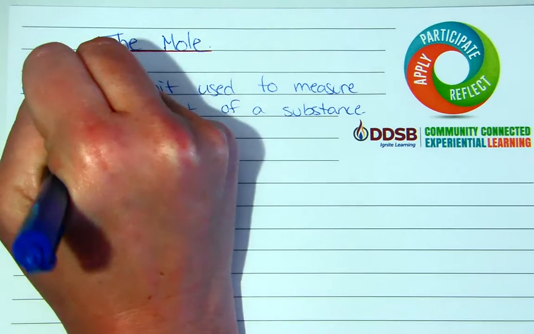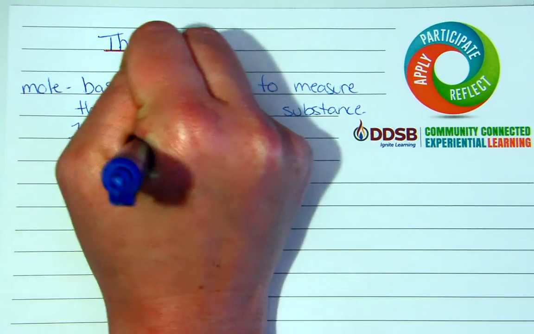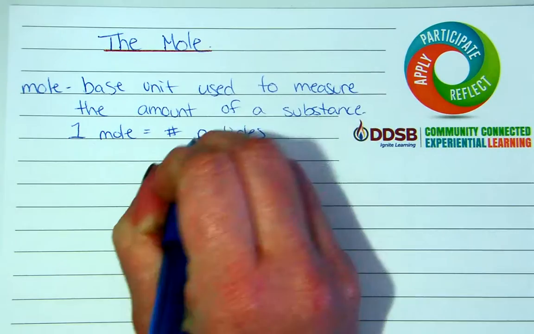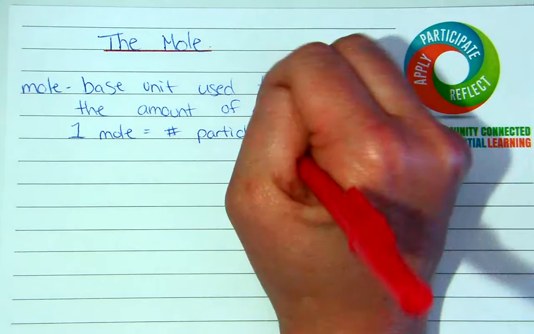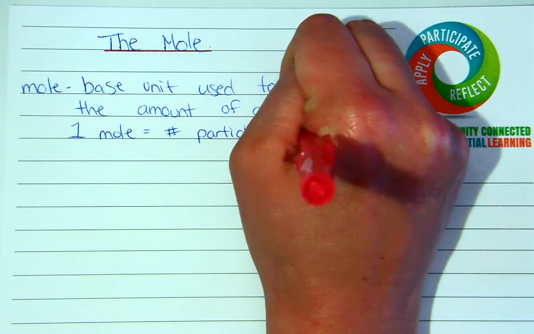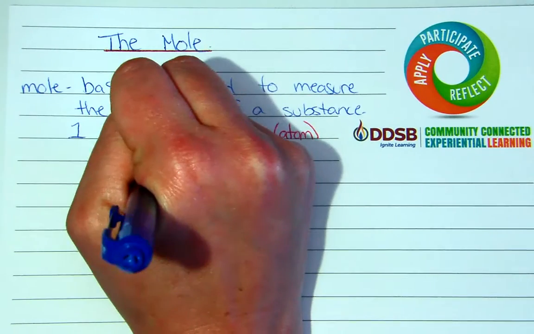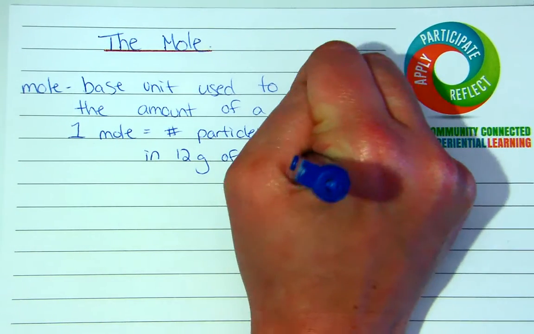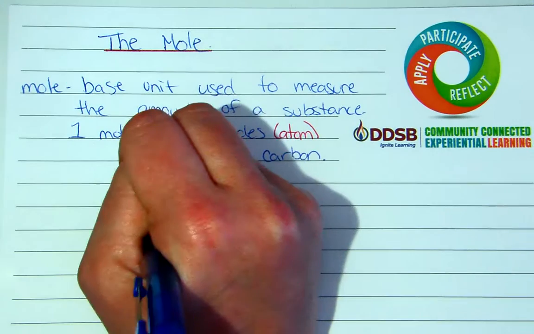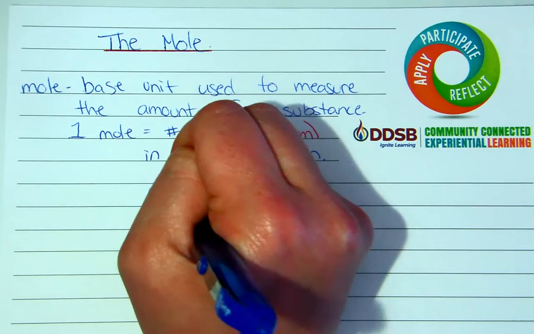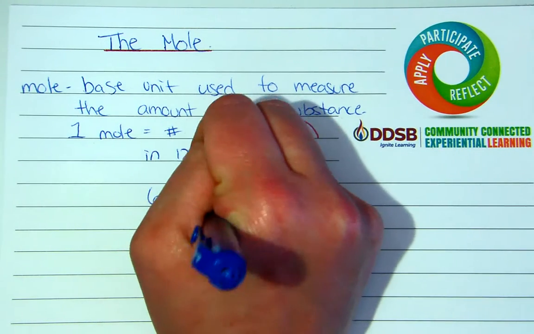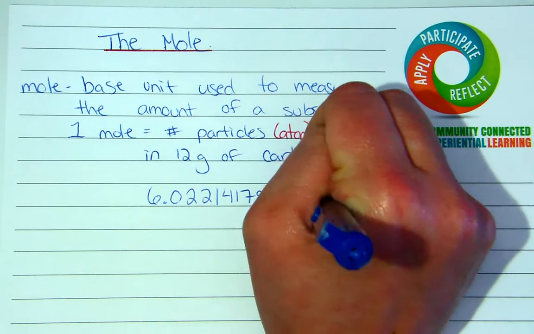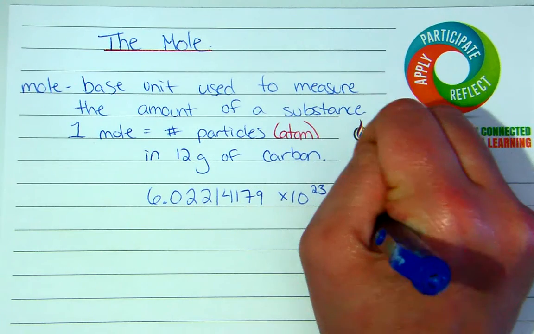So something to note, what is 1 mole? 1 mole is the number of particles. In this case, the type of particles we're going to be talking about is the atom, so the number of atoms in 12 grams of carbon. So what is this actual number? Well, in 12 grams of carbon, there are 6.022141179 times 10 to the power of 23 atoms.